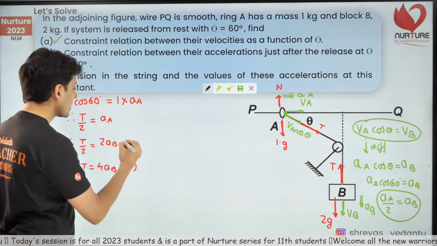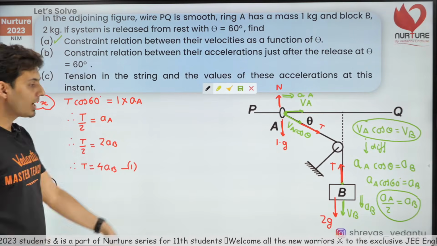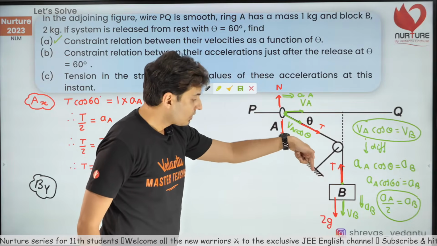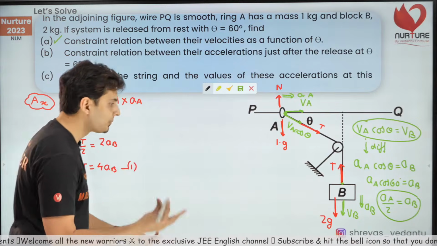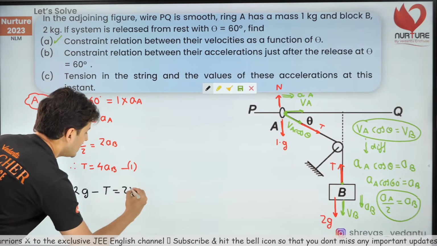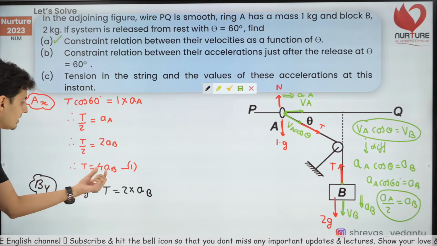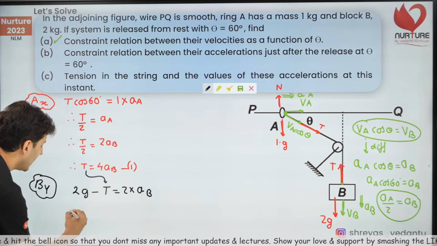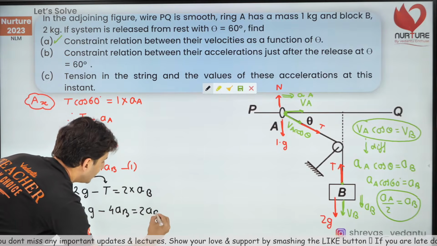So for B block in the Y direction, I'll write the equation. It's going down, it's accelerating down. So bigger force minus smaller force is mass into acceleration, Newton's second law. So let's write it down. 2g minus tension is mass into acceleration of B block. Interesting part is tension's value I know in terms of aB. So how about substituting that over here? So therefore 2g minus 4aB is equal to twice of aB.